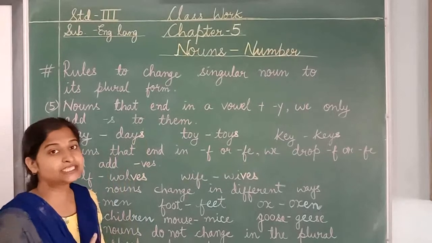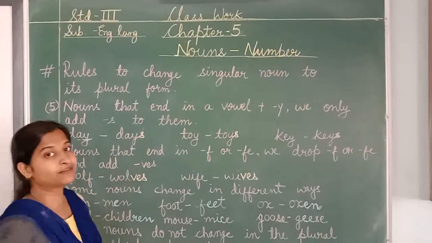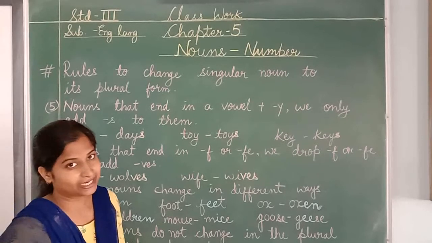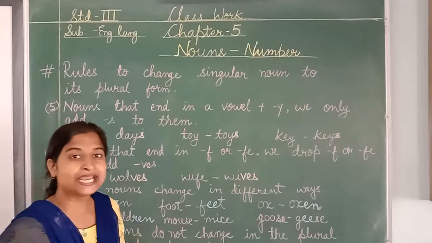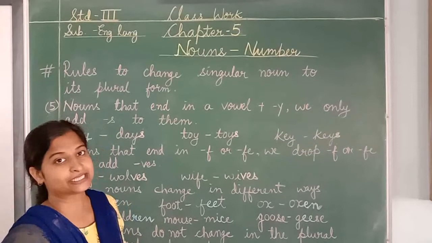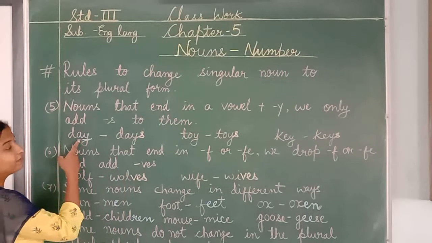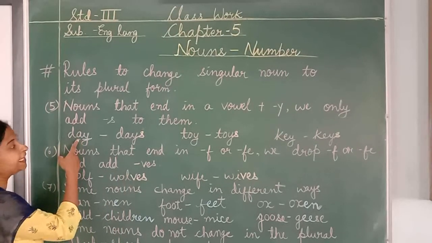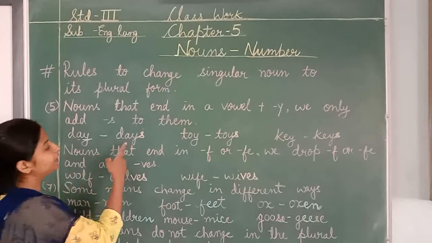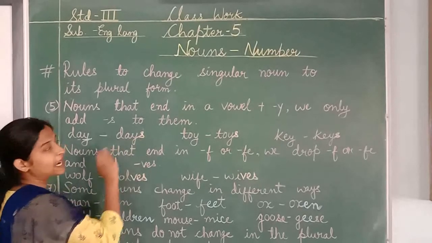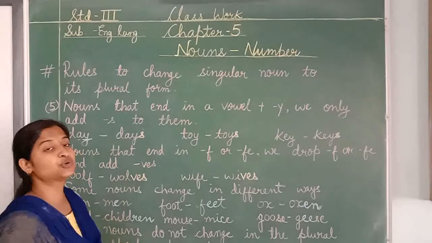In consonant, before Y, if there is a consonant, we will remove Y. Okay, and then we will add IES. But in case there is a vowel before Y, we will do nothing. We simply add S at the end to make it plural.